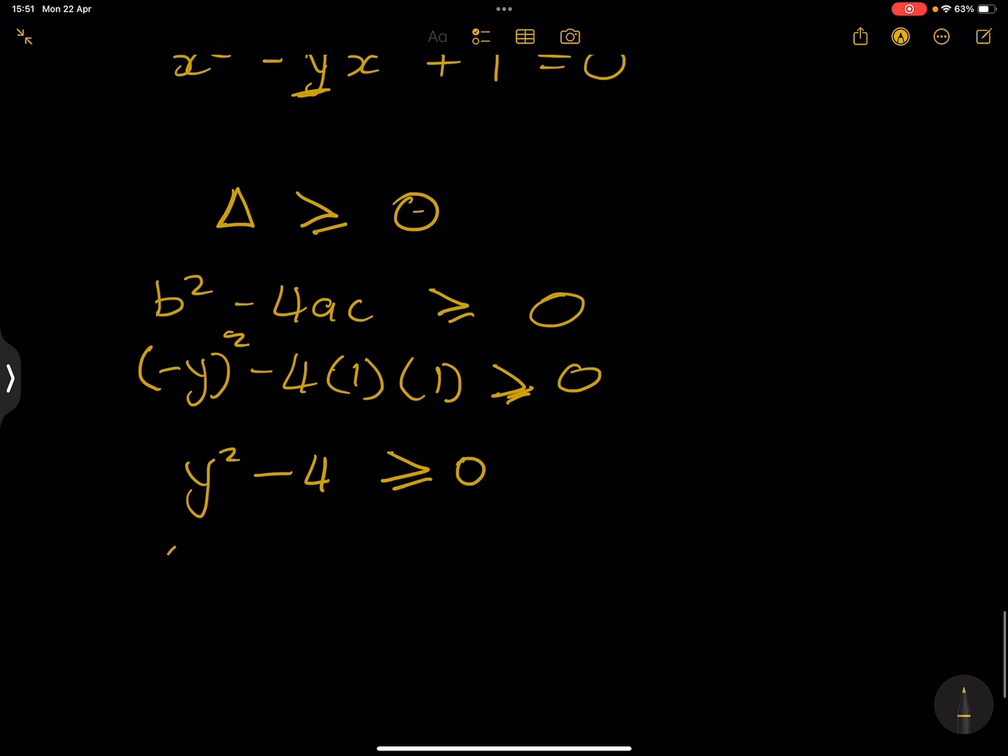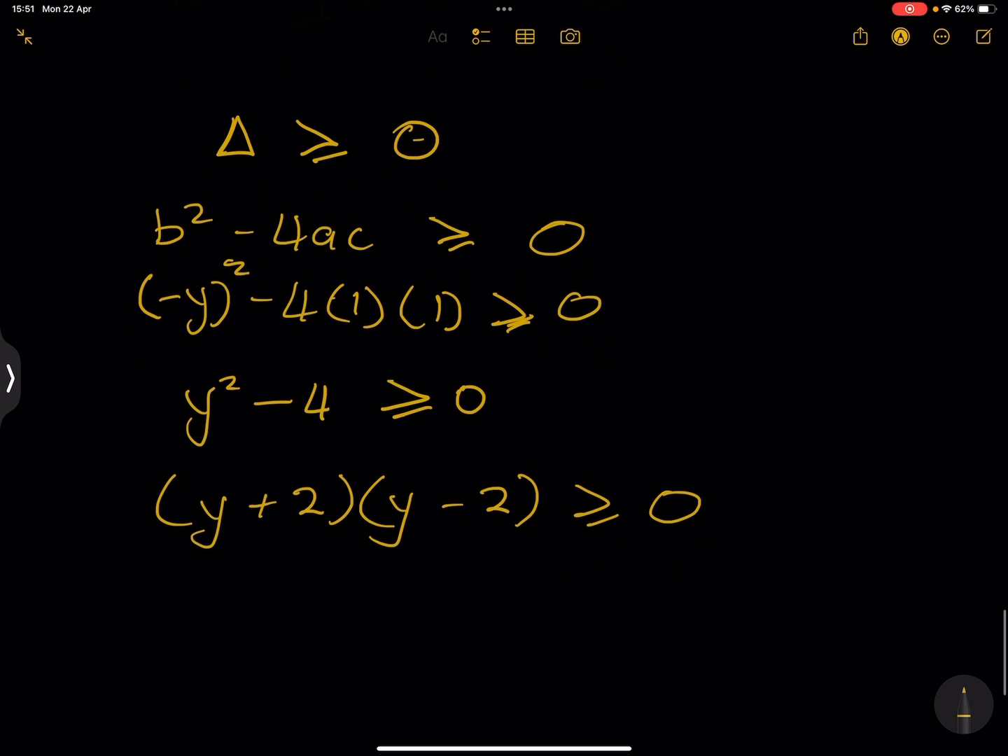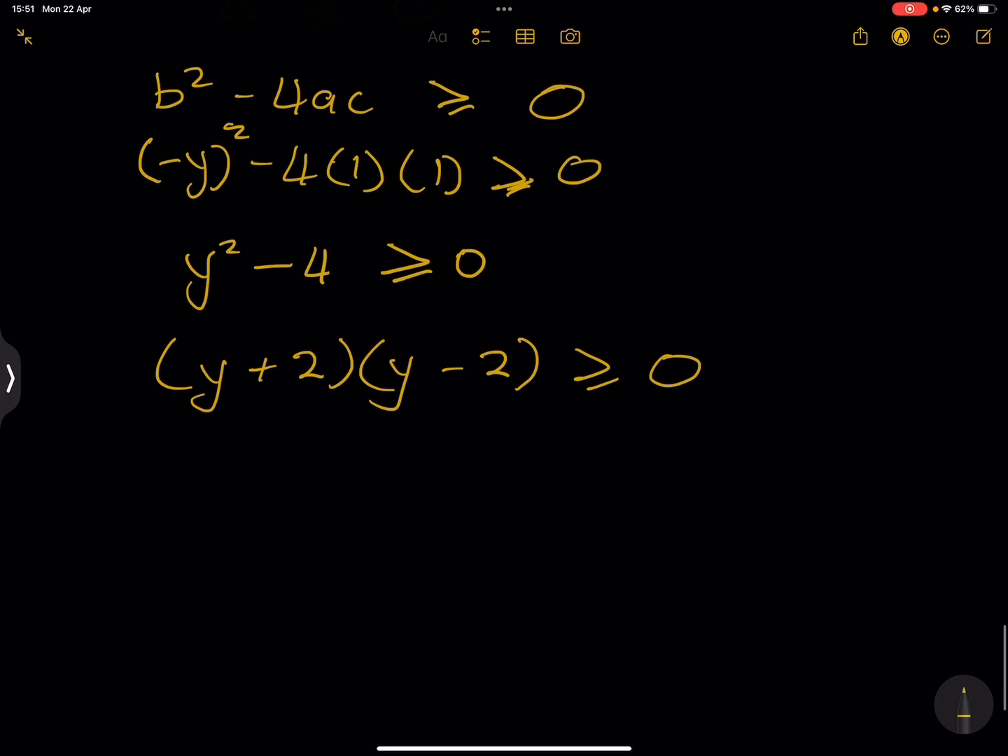Right? So let's try to factorize there. And so this would be y and y. This would be 2 and 2, right? So our critical values are positive 2 and negative 2.